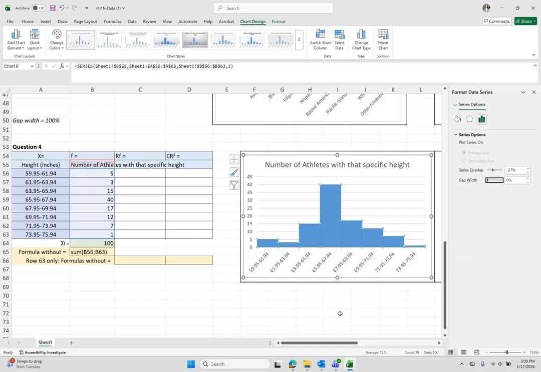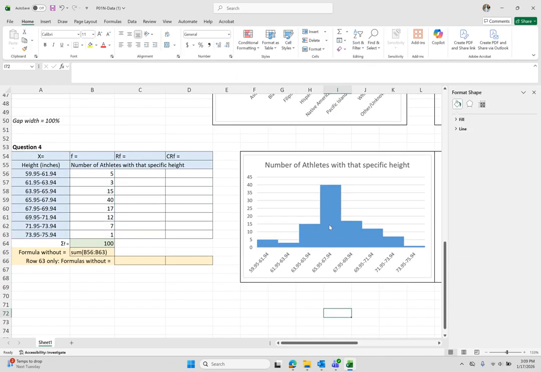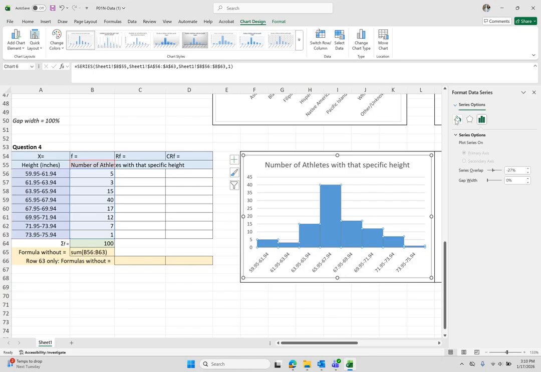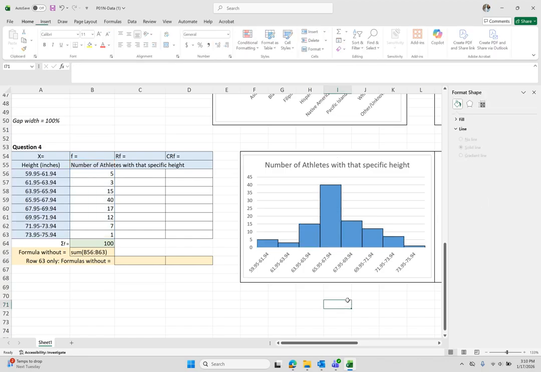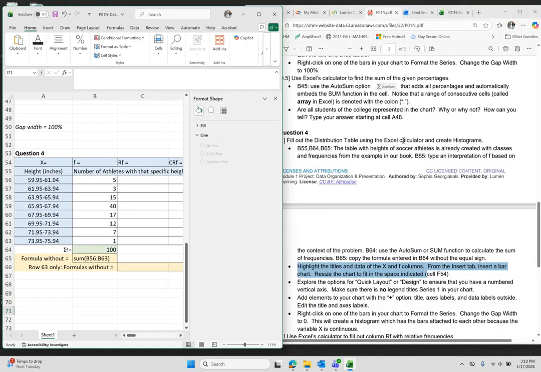Now, if you click out of it, you will see that the bars are now just meshed together in one drawing, which is great for what we will be doing later in the course. But for now, I would like to be able to see each one of these rectangles separately. So I'm going to go back in here under the bucket and give it a border. So let's get a border that is black so that I can see the rectangles. There we are. Let's see what else they want us to do here.